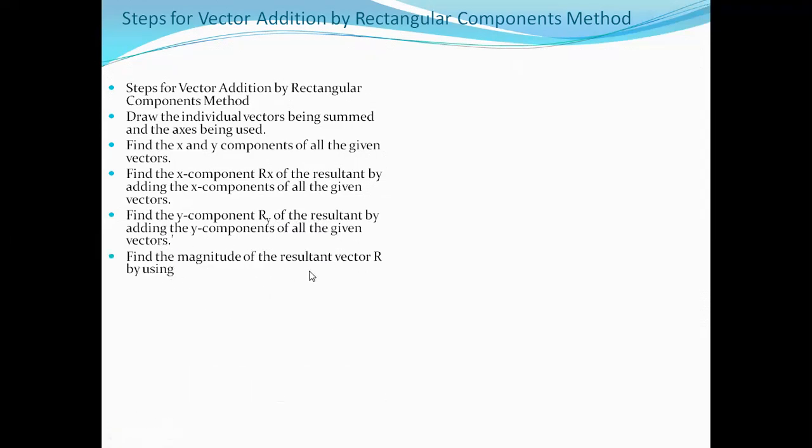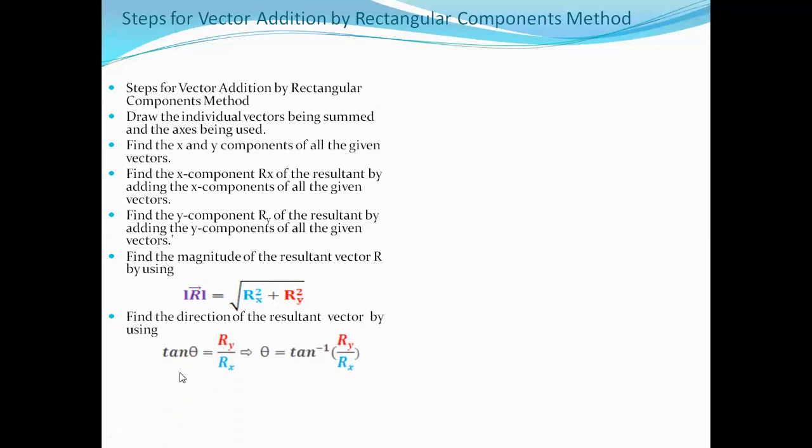Find the magnitude of the resultant vector R by using Pythagoras theorem. R modulus is equal to under root Rx square plus Ry square. Find the direction of the resultant vector by using tan formula. Tan theta is equal to Ry over Rx, that is perpendicular over base, and by that we can find the value of theta, which is equal to tan inverse Ry over Rx.